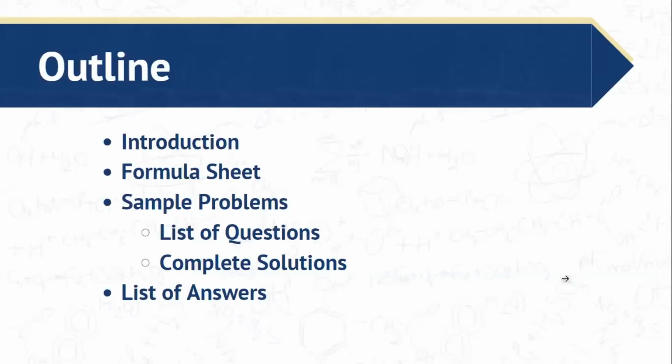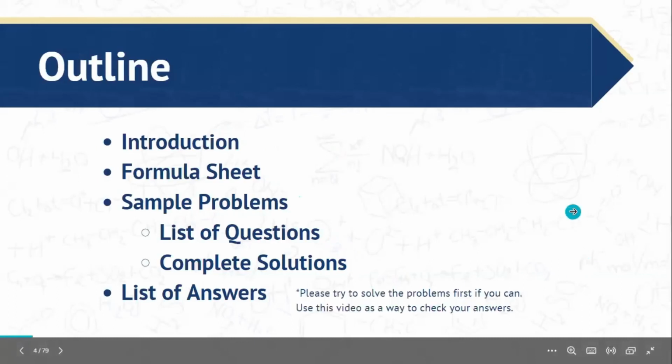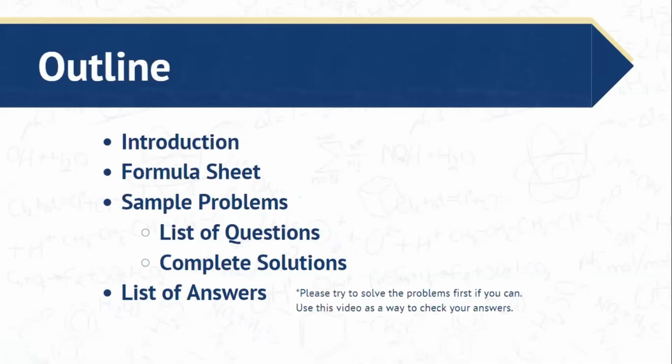For the outline of our topic, we'll begin with the introduction again of U-Substitution and then the formula sheet. These first two parts are the same as the one in the first video, and then our list of questions and complete solutions will follow. And then finally, the list of answers for the problems that we've solved. Again, please try to solve the problems first if you can. We have 6 problems for this video. You may take a picture of the list of questions later on and just use the video as a way to check your answers.